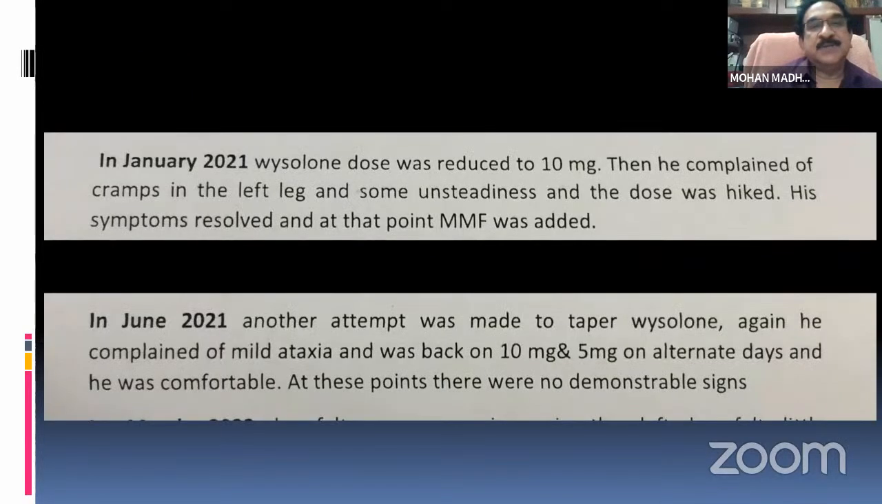In January 2021, the dose of steroid was reduced to 10 milligram. Then he complained of cramps in the left leg and some unsteadiness, and the dose was hiked up. His symptoms resolved, and at that point, mycophenolate was added. In June 2021, another attempt was made to taper off the steroid. Again, he complained of mild ataxia and was back on 10 milligram and 5 milligram on alternate days. And he was comfortable with 10 and 5 alternate days, along with mycophenolate. At this point, there were no demonstrable signs in this patient.